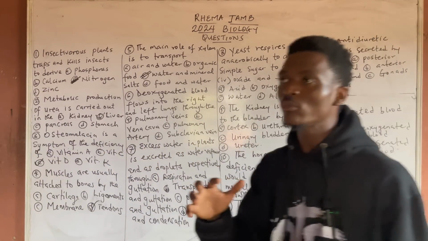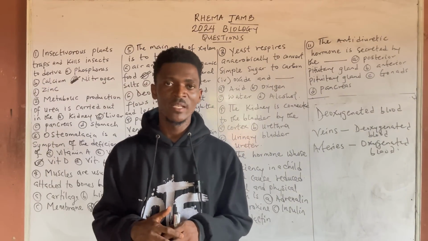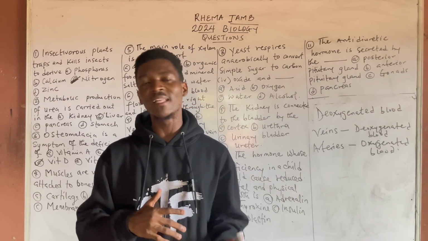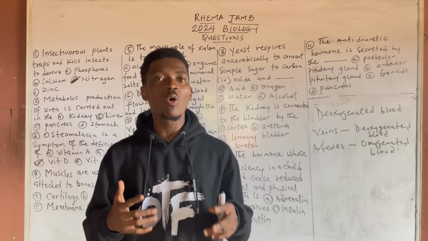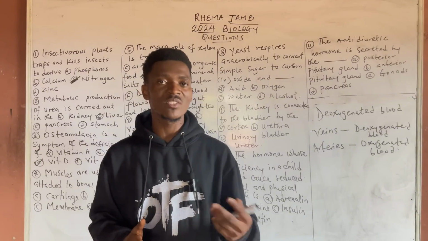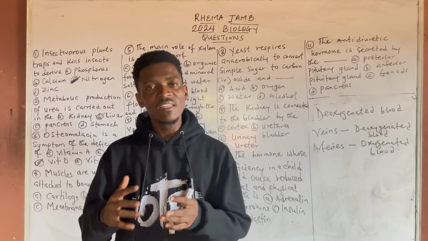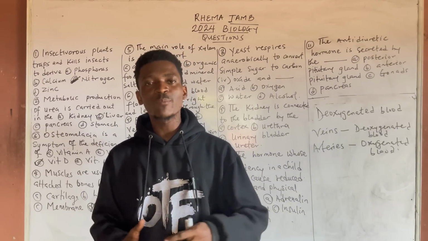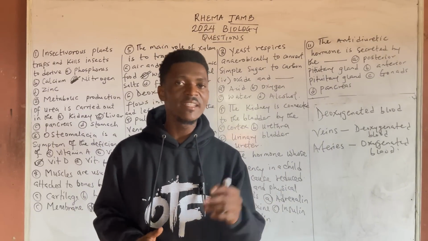Now, if you take a good look, the heart is divided into 2 parts and 4 chambers. The 2 parts are the right part and the left part. The left part of the heart is concerned with carrying oxygenated blood, while the right part is concerned with carrying deoxygenated blood. When that oxygenated blood gets to the left part of the heart, it is transported to different body parts, different organs of the body via the aorta.